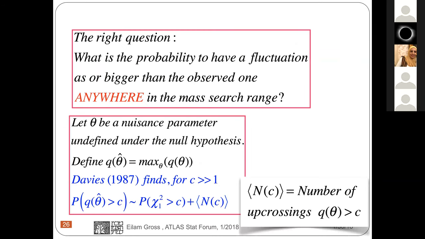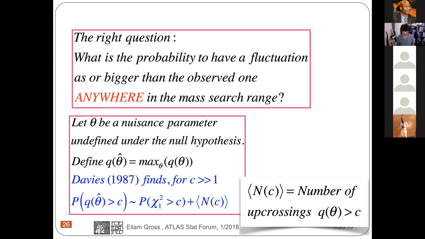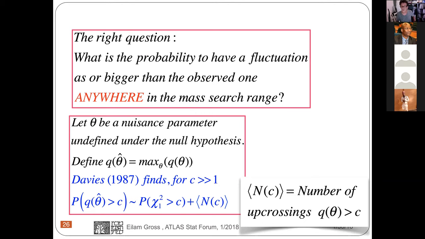So again, let's see. The right question is, what's the probability to have a fluctuation as big as or bigger than the observed one anywhere in the mass range? And I don't care what the mass is. I care, at the end, when I look at the data, about this mass that I see, the Higgs at 125. That's the mass. But when I ask what is the probability to see a fluctuation and declare a discovery, I should ask what is the probability to see a Higgs-like signal anywhere in the mass range.